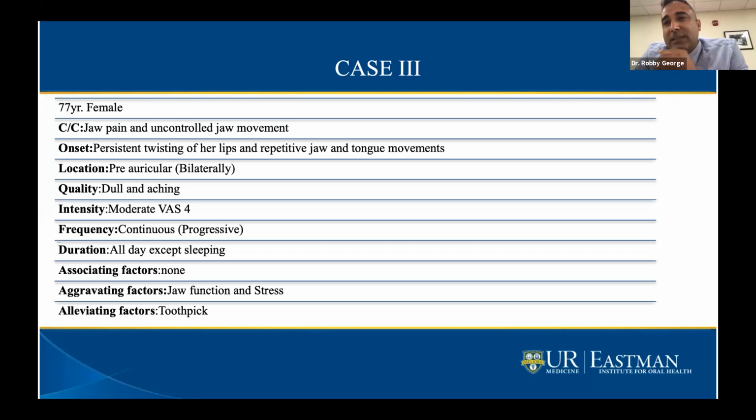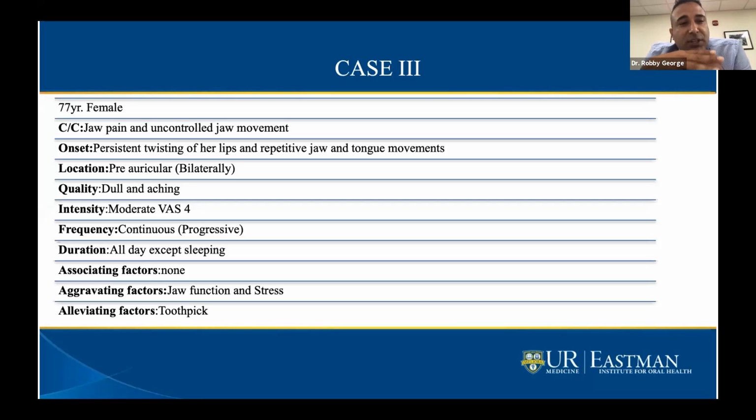She opens her mouth and she sometimes protrudes her tongue out. Another reason, she said, was pain mostly on the right and the left ear, preauricular area. So the complaint was jaw pain and uncontrolled jaw movements. As for onset, she said the pain usually starts when she has persisting twitching of the lips and repetitive jaw movements, where she moves her jaw to the right and has an open jaw like that. The location is mainly preauricular, bilateral.